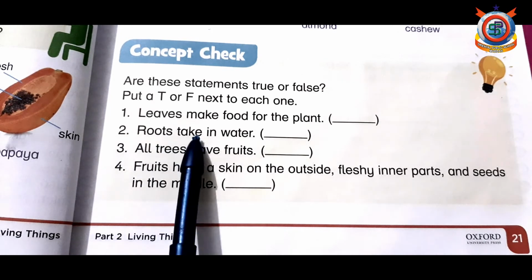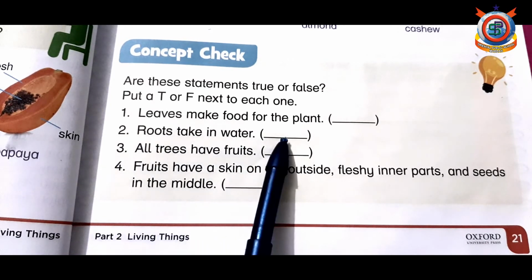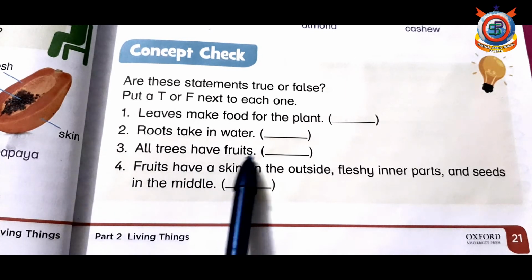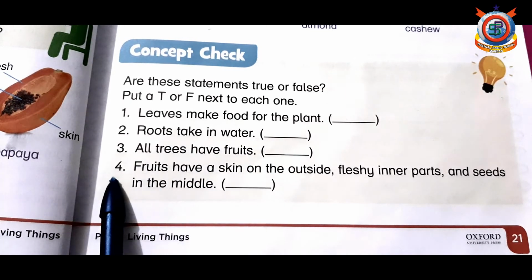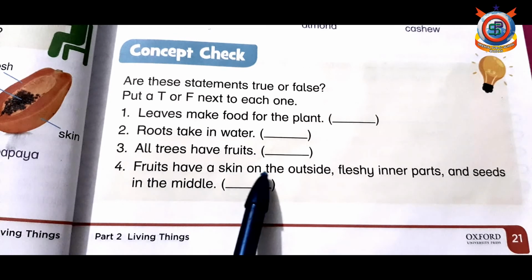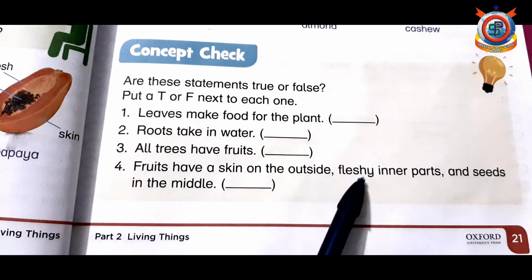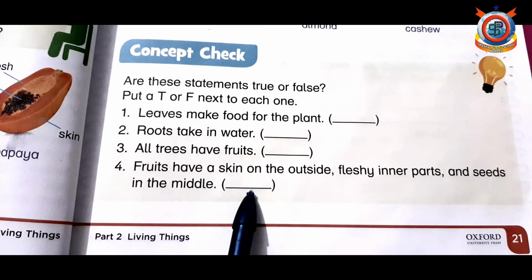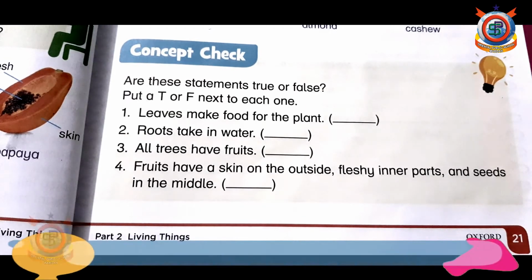Number 2, fruits take in water. True or false? Number 3, all trees have fruits. True or false? Number 4, fruits have a skin on the outside, a fleshy inner part, and seeds in the middle. True or false? So this is your homework.